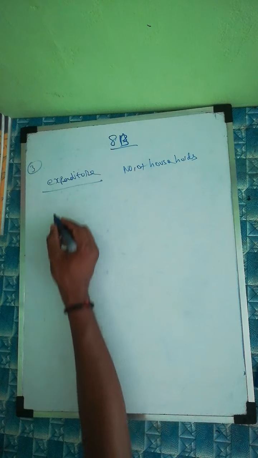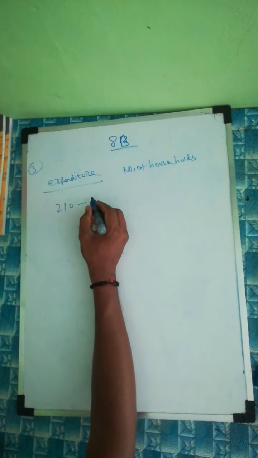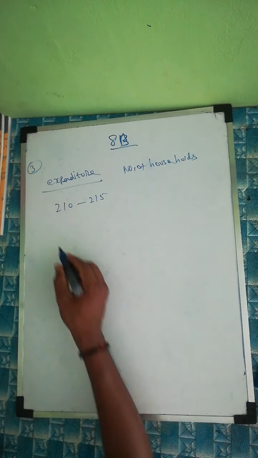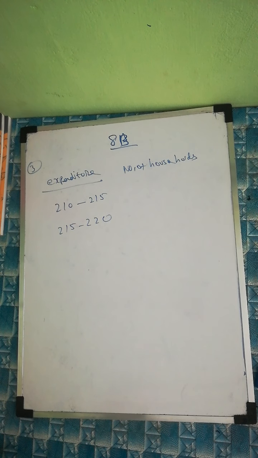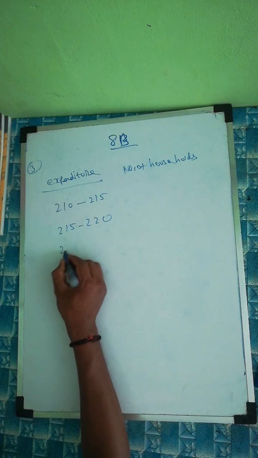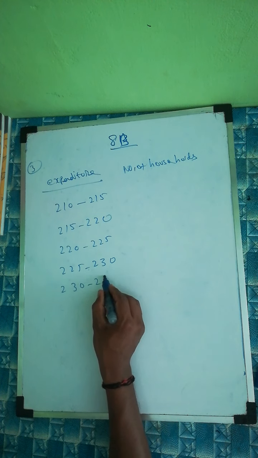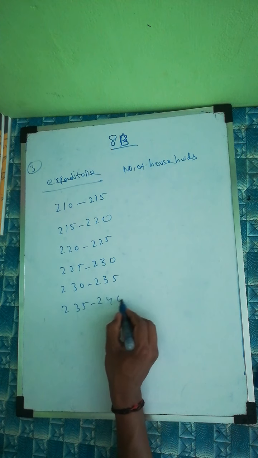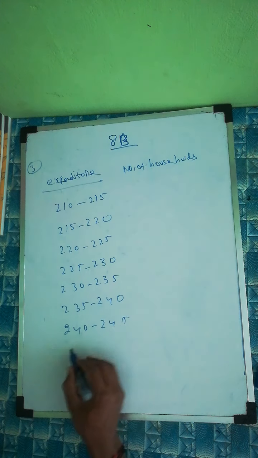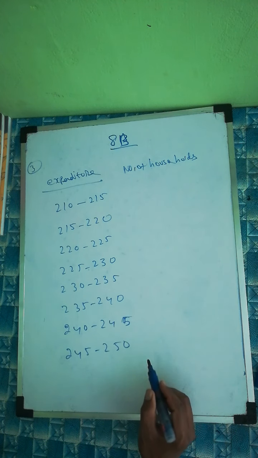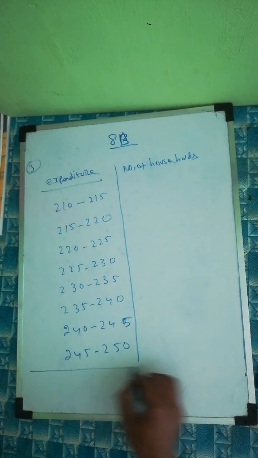We'll start with 210 to 215, again 215 to 220. You can see the big number here, check it. The big number is 237, and 42 also is here. So we can take it up to 250. So 220 to 225, 225 to 230, 230 to 235, 235 to 240, 240 to 245, 245 to 250. We'll take up to that much, and I'll just count it because I'm not making tally marks here. I'm finding only the frequency.